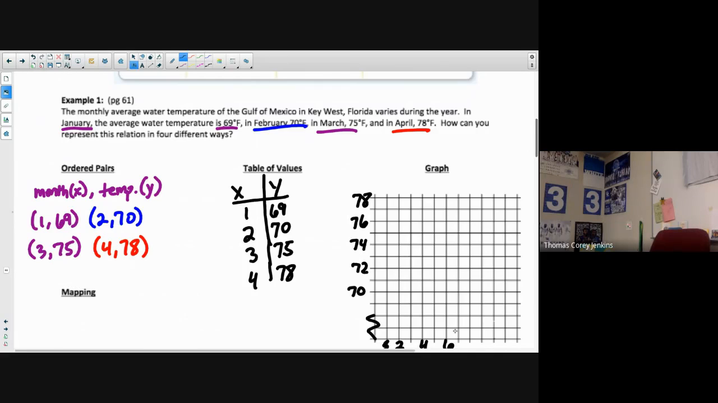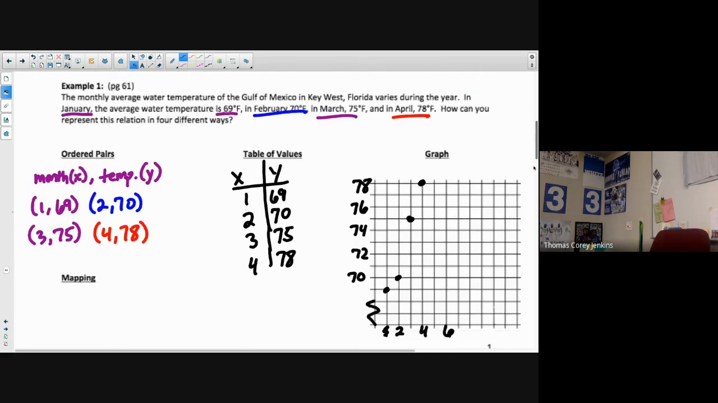So again, 1 goes to 69, would be right there. 2 goes to 70, would be right there. 3 goes to 75, 3 comma 75, and then 4 goes to 78. There. So that's how it would look graphically.